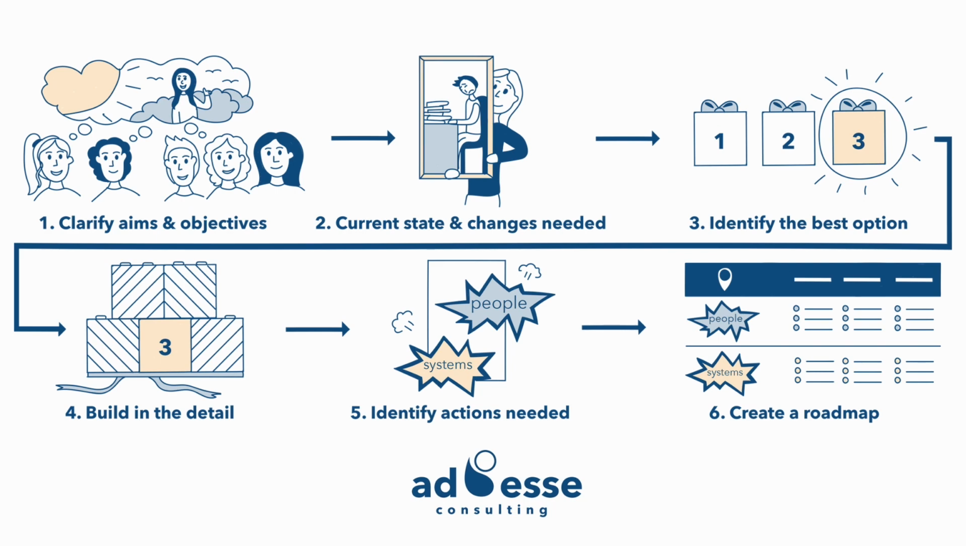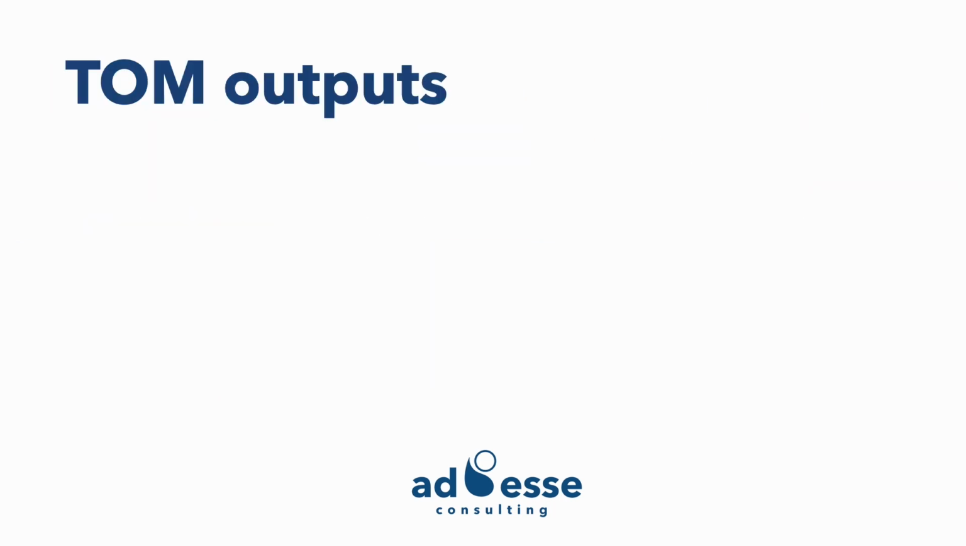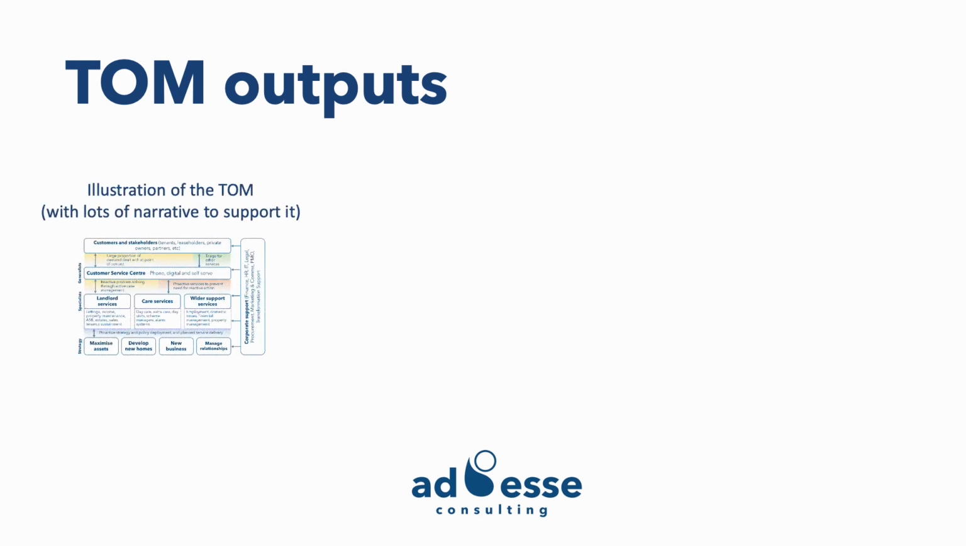The main outputs of undertaking the development of a new TOM include an illustration of the new TOM. It's something that can be used to easily communicate it. This is of course backed up by a lot of narrative that explains the TOM in more detail. Unfortunately, I couldn't show you a TOM from another client, but here's one that I mocked up as a basic version.